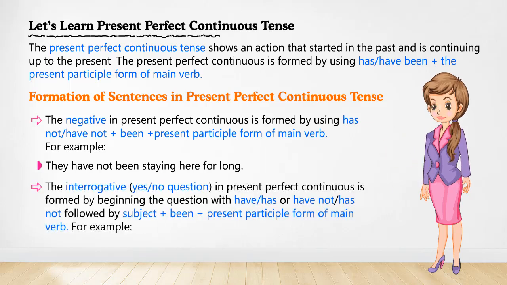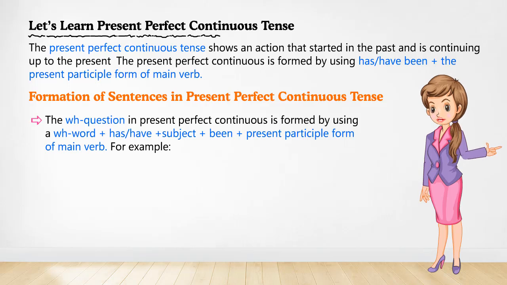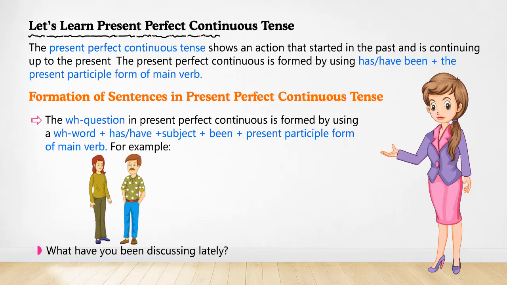The interrogative yes, no question in present perfect continuous is formed by beginning the question with have, has or have not, has not, followed by subject plus been plus present participle form of main verb. For example, have you been hiding from the police? The WH question in present perfect continuous is formed by using a WH word plus has or have plus subject plus been plus present participle form of main verb. For example, what have you been discussing lately?